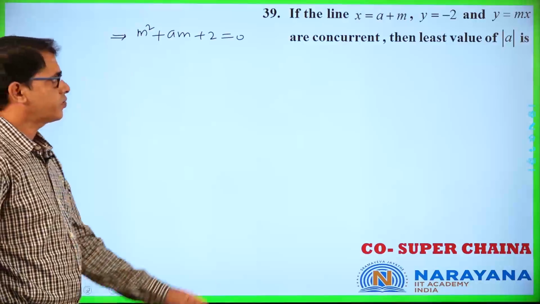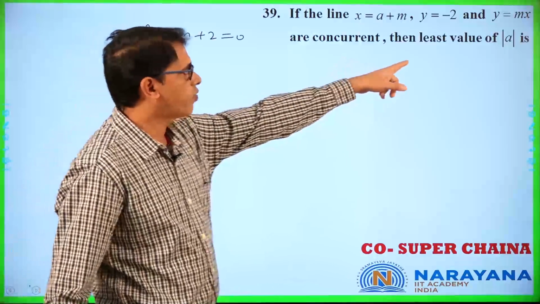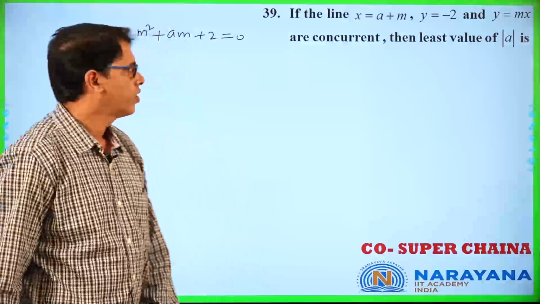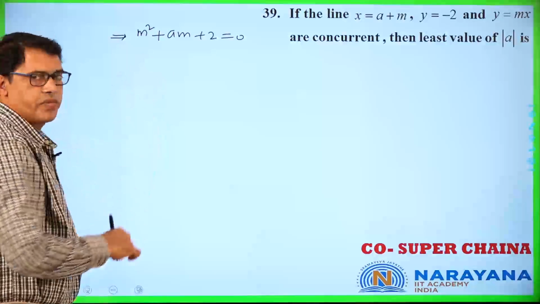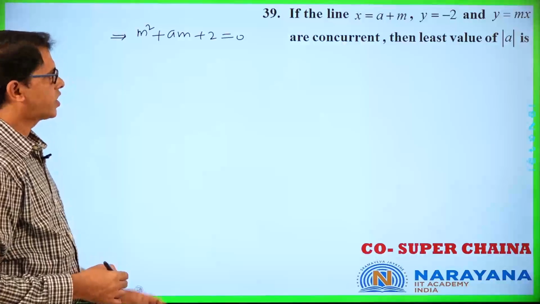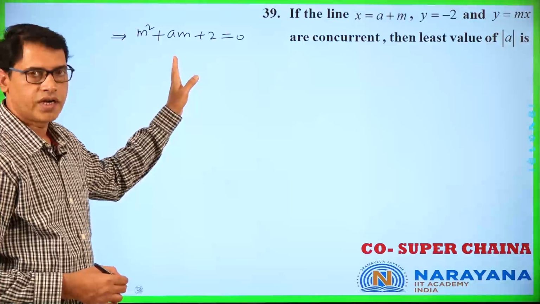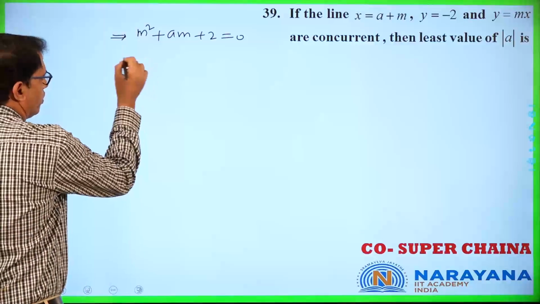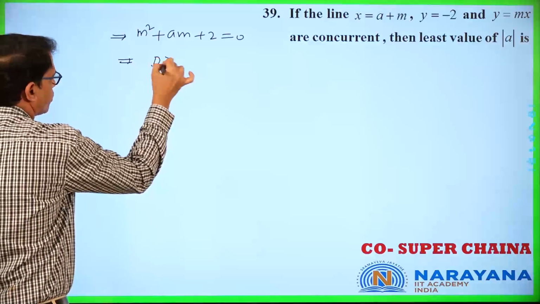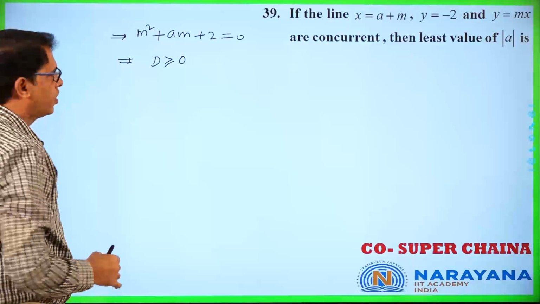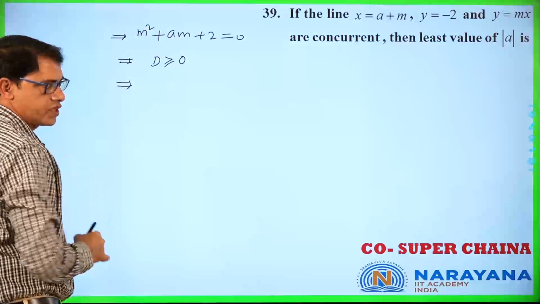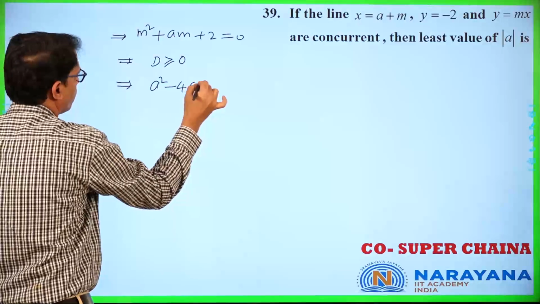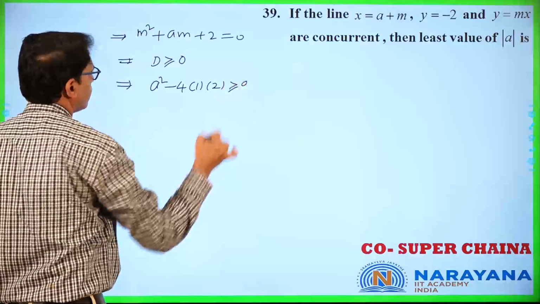Here y equals mx, and m is the slope of the line. Obviously it contains a real value, so m is real. Since m is real, the discriminant must be greater than or equal to 0. That implies b square minus 4ac, which means a square minus 4 into 1 into 2, is greater than or equal to 0.